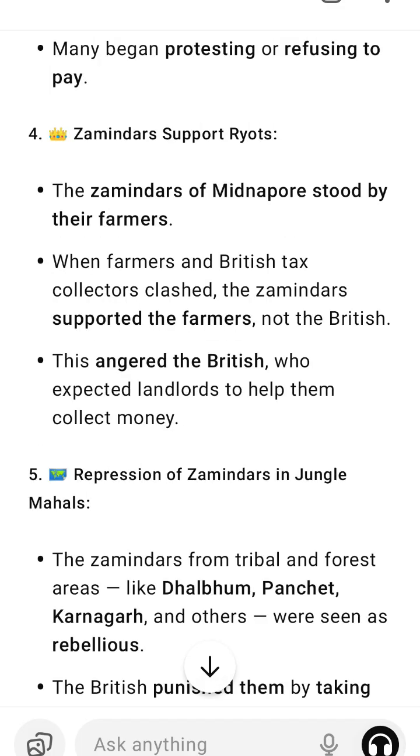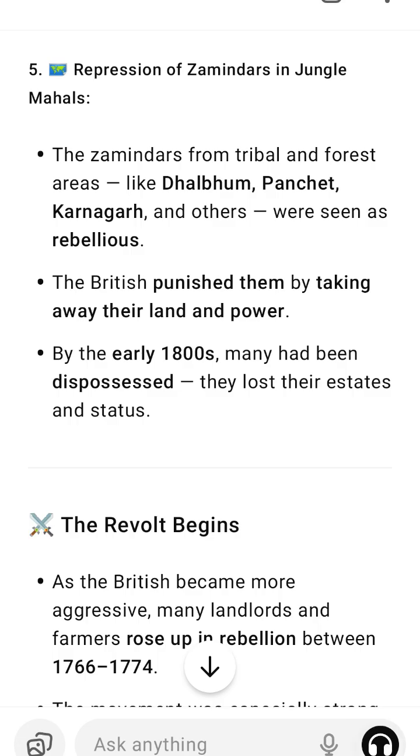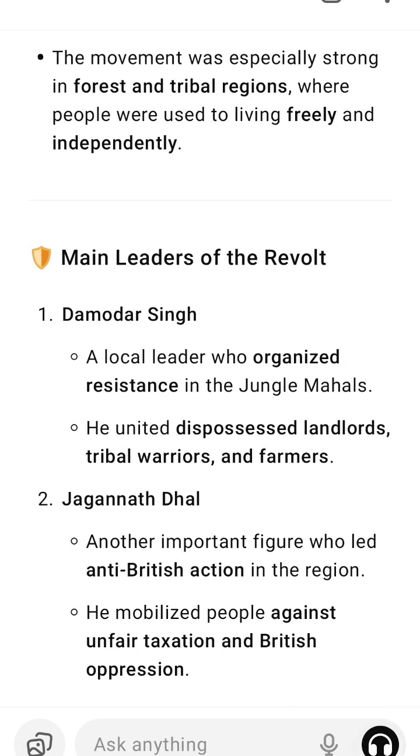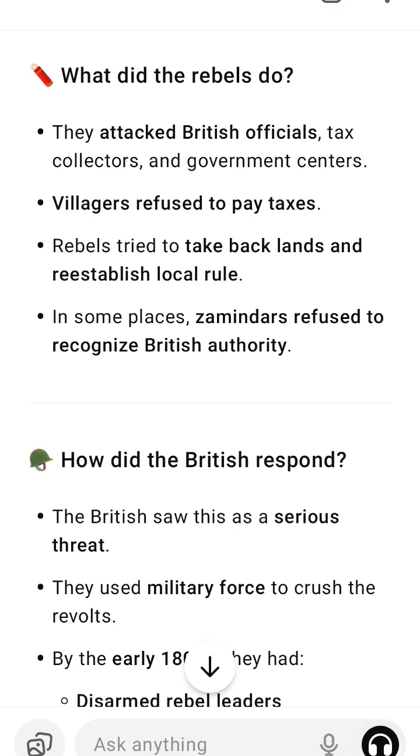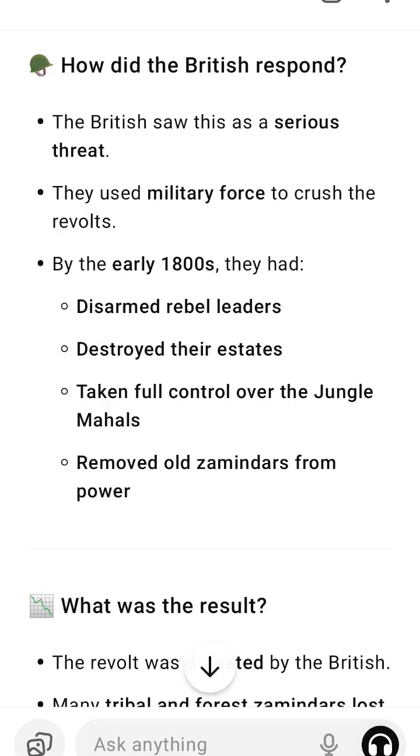2. Introduction of a new land revenue system, 1772. In 1772, the British changed how land taxes were collected. High fixed taxes were demanded from landlords, even during famine, drought or crop failure. Landowners had to pay even if farmers had no harvest.